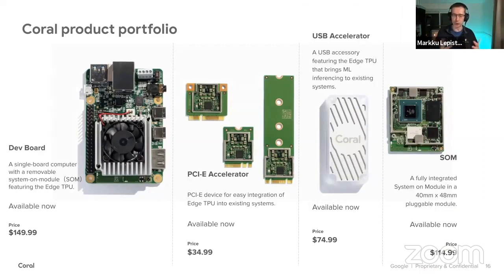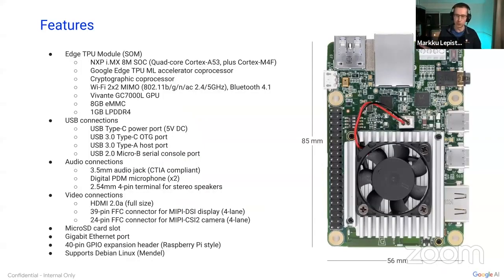If you're interested in prototyping with Google Coral, you can order these development boards or PCI Express accelerators that have the same EdgeTPU inside. There's a USB 3 stick version, and then a system on a module. The one on the left, the development board, is something similar to a Raspberry Pi 4. It's not a Raspberry Pi 4, but it's similar to that. It's designed by Google, but the hardware specifications are very similar to a Raspberry Pi 4.